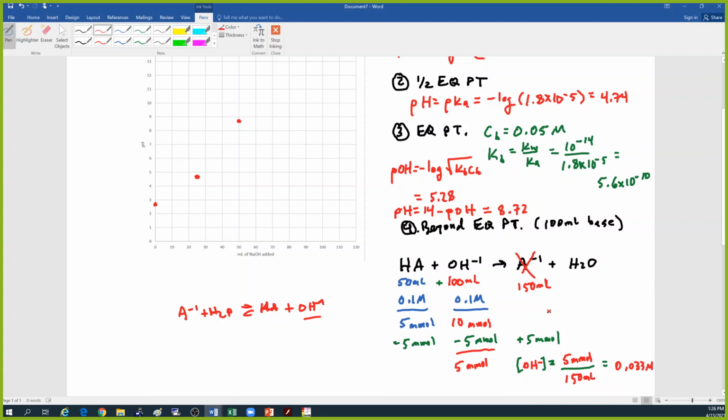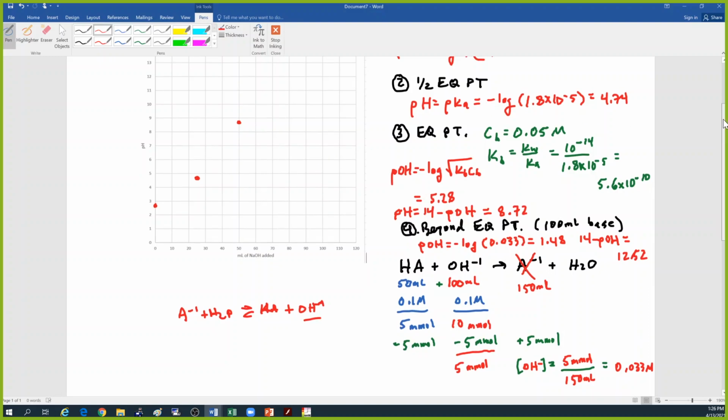Molar. So now to find the pH is really simple because the pOH is just the negative log of that concentration of hydroxide, which is 0.033. And when I do that, I get about 1.48. And then 14 minus that gives me the pH, which is about 12.52. And that happened after I added 100 milliliters.